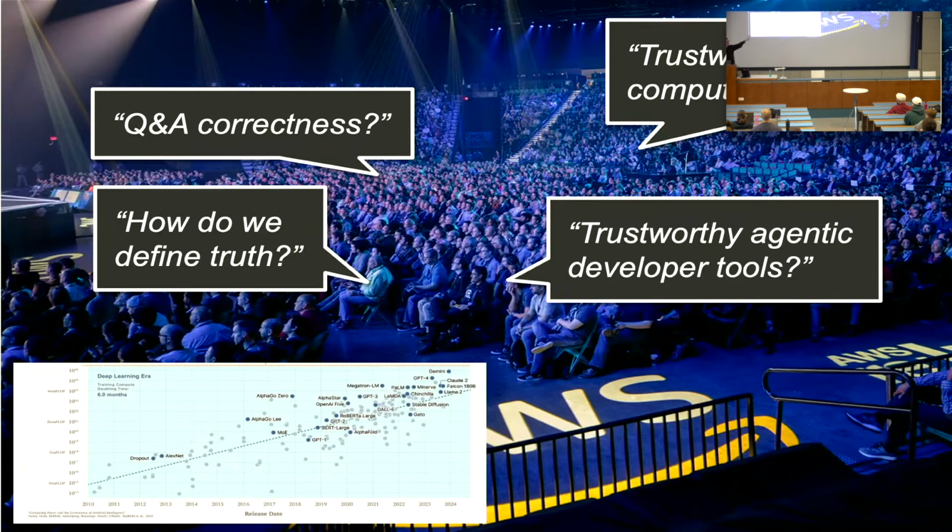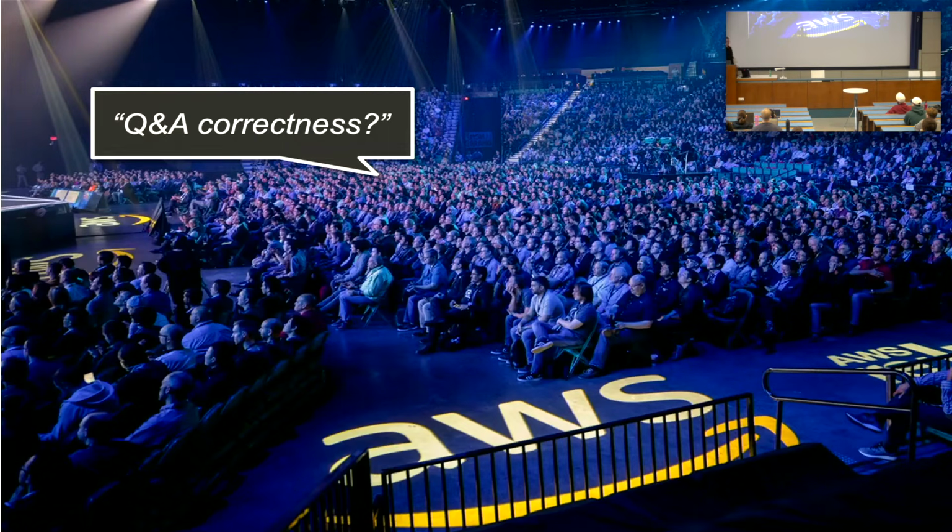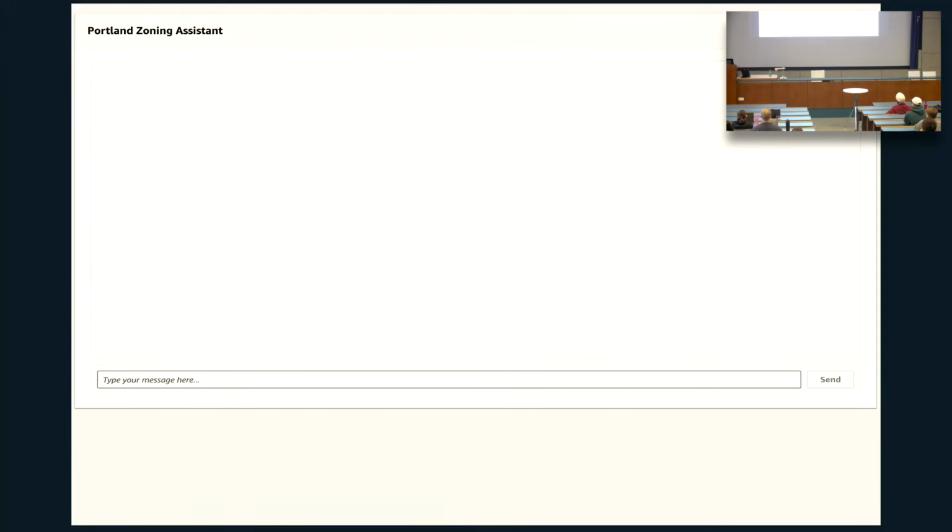So I'm going to basically talk about some research directions that address each of these, and then there's a few other things that kind of fall out too, and so I'll mention those. So let's talk about Q&A correctness first. So imagine you have a chatbot, right? And you're like the city of Portland, Oregon. This was actually the demo that we showed that funded the product that I'm going to tell you about a little bit.